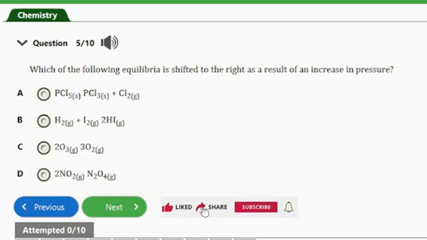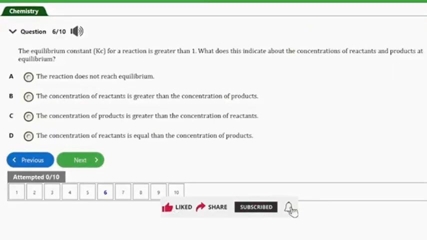So guys, that's it for this question. Let's consider the next question, and that's question number 6. It says the equilibrium constant Kc of a reaction is greater than 1. What does this indicate about the concentrations of the reactants and products at the equilibrium?